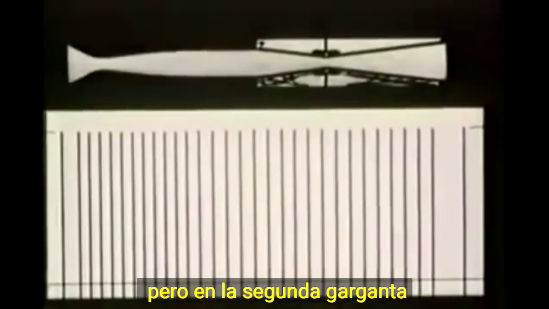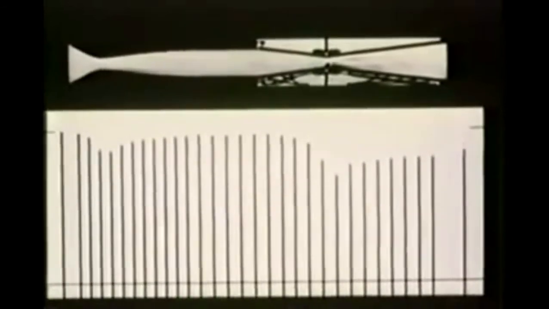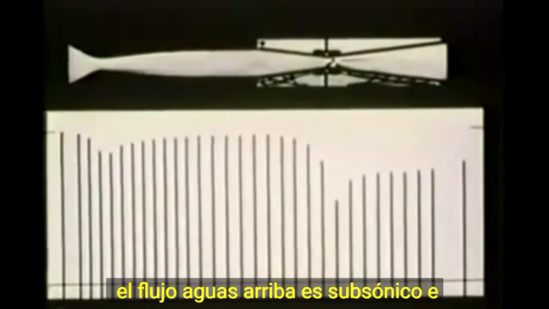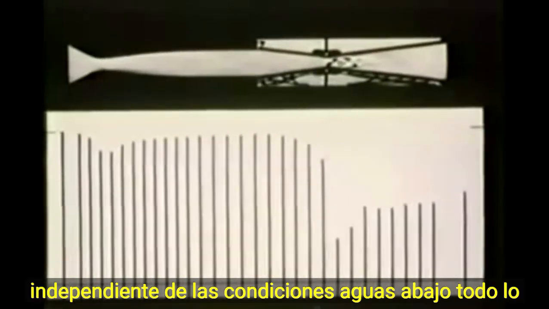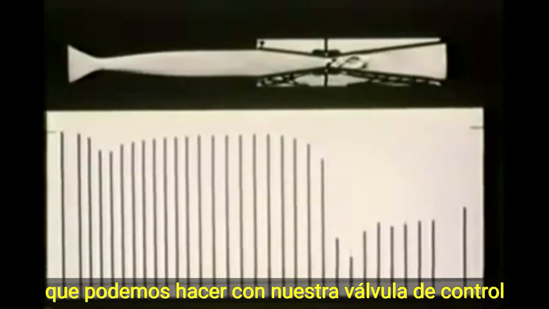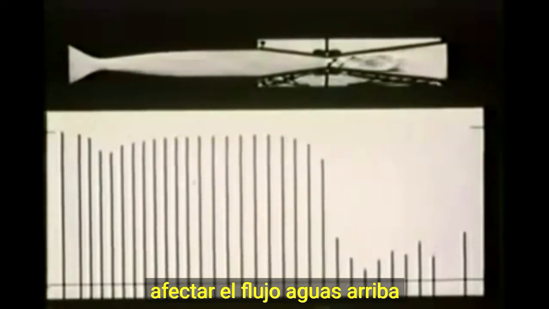But at the second throat, the upstream flow is subsonic and independent of downstream conditions. All that we can do with our control valve is to move the terminal shock wave without affecting the flow upstream.